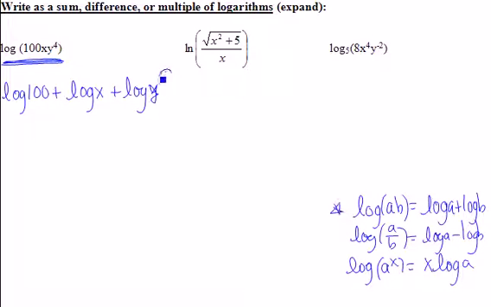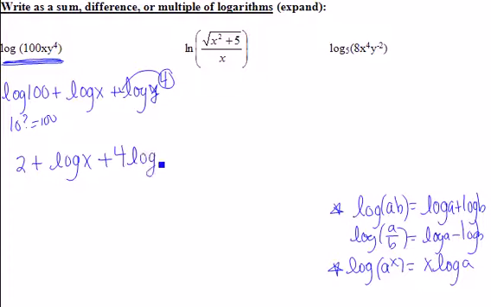Now, this power is going to become a multiplier on this log using that third property of logs. So we will say log of 100, but I'm going to think for a second about that. That's base 10. 10 to what power is 100? Let's say 2. We'll simplify as we go here. 2 plus the log of x plus 4, remember that was a power, and now it's a multiplier, 4 log of y.